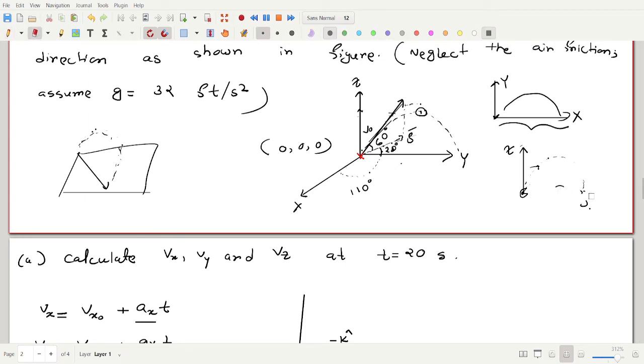This is the y axis, this is the x axis, this is the rho. From here the projectile is being thrown, so the horizontal distance is traveled along these axes. So look, this is x, this is y, but here this is x, this is y.